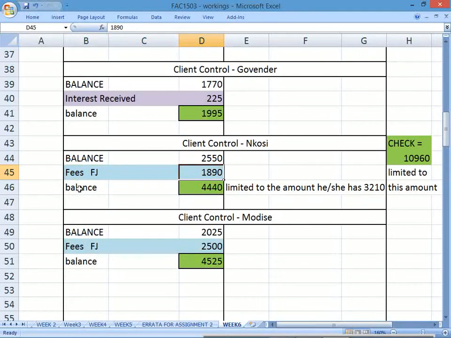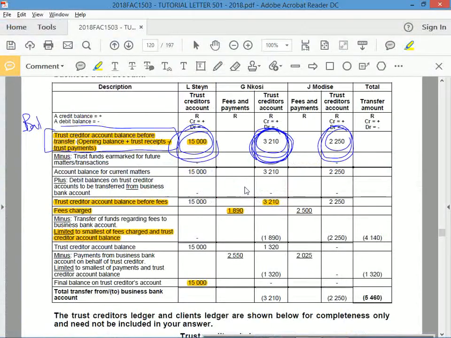1890, and we know that the balance was that, 4440, and it was limited to. So here they've limited to this, and then they've showed it separately again, which still gives you the same amount. Okay, strange way of disclosing it, but that's the way they want you to do it. So just follow the descriptions. Just read what they want you to do.